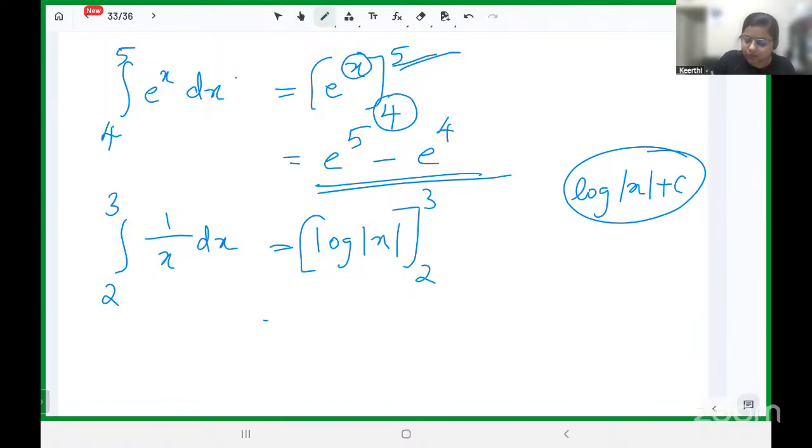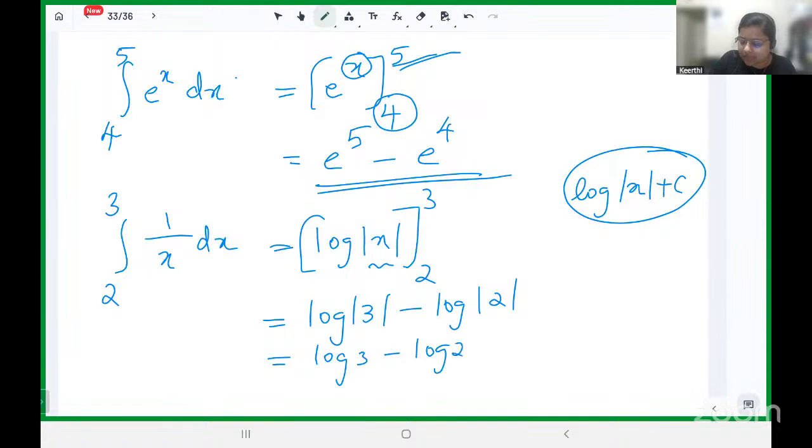Okay, now what you have to do? You have to put 3 and 2 in the place of x, right? So first you put log mod 3 minus log mod 2. What is mod 3 and mod 2? Both are positive values, so this is equal to log 3 minus log 2. So this can be written as log of 3 by 2, right? Log a minus log b can be written as log of a by b, right? So this is the answer of that particular definite integral.